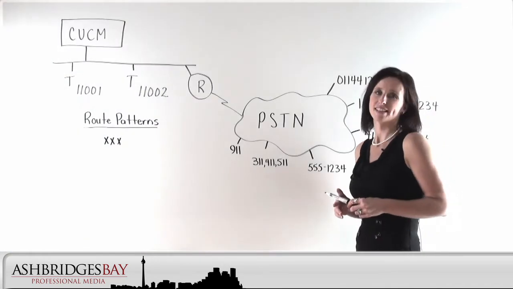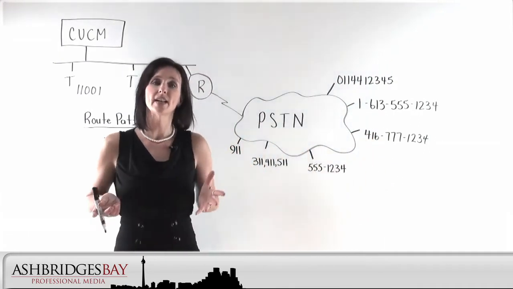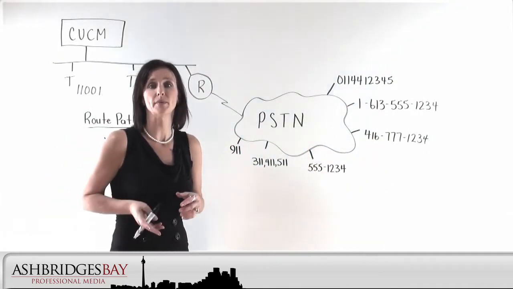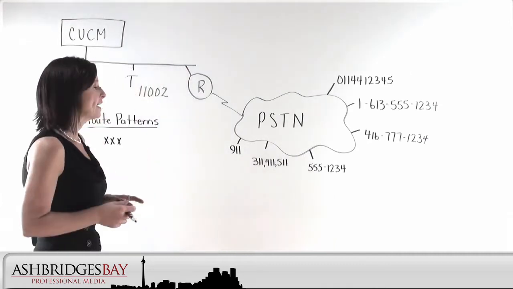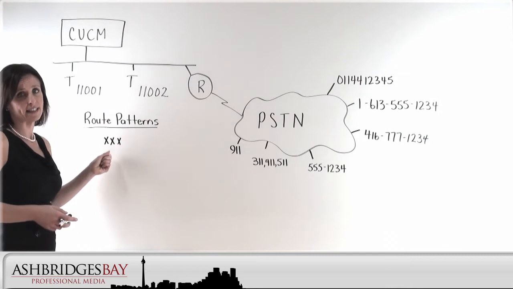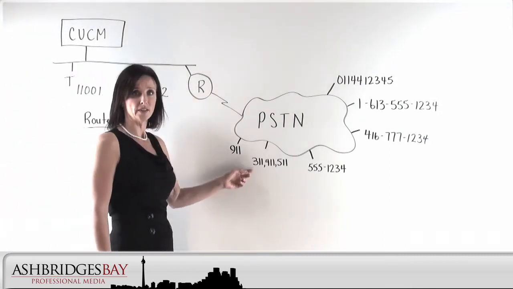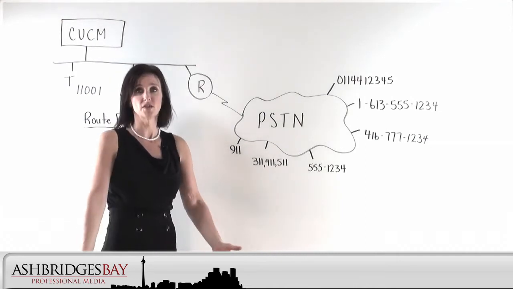For our very first lesson, we're going to focus on route patterns. What do we need to do to develop a set of patterns that'll let us call anywhere? Let's make a list of the patterns we're going to deploy on the whiteboard. I've already configured the pattern XXX into the call manager. That's going to let me call 911, 311, 411, and so on.